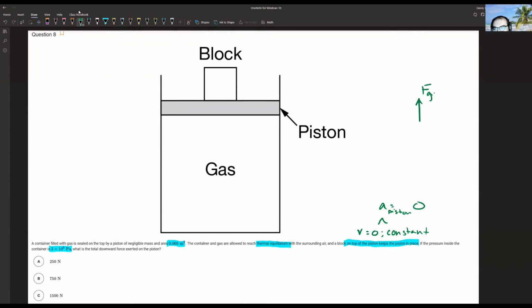So when we consider the force from the gas, that force from the gas is going to equal the force of the block, its weight, and the weight of the piston acting down. So here, that's going to be equal and opposite to the force acting on the piston.